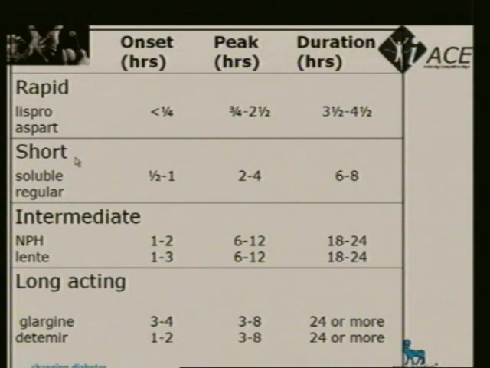The short-acting insulins are the conventional insulins, or the so-called, earlier it used to be called soluble insulin or regular insulin. It has an onset of action in about an hour's time, a peak action in 2 to 4 hours, and a duration of action of 6 to 8 hours.